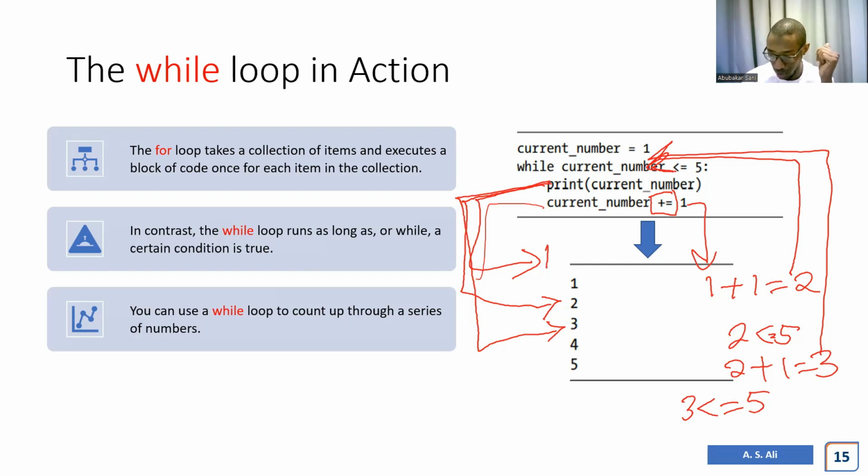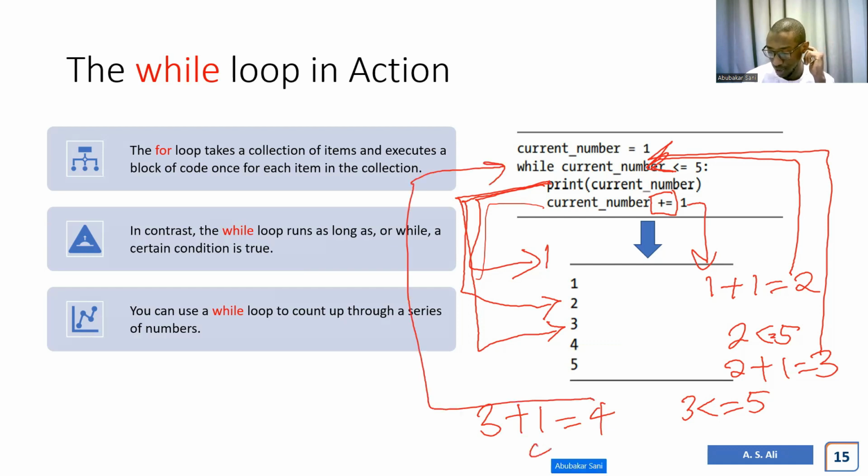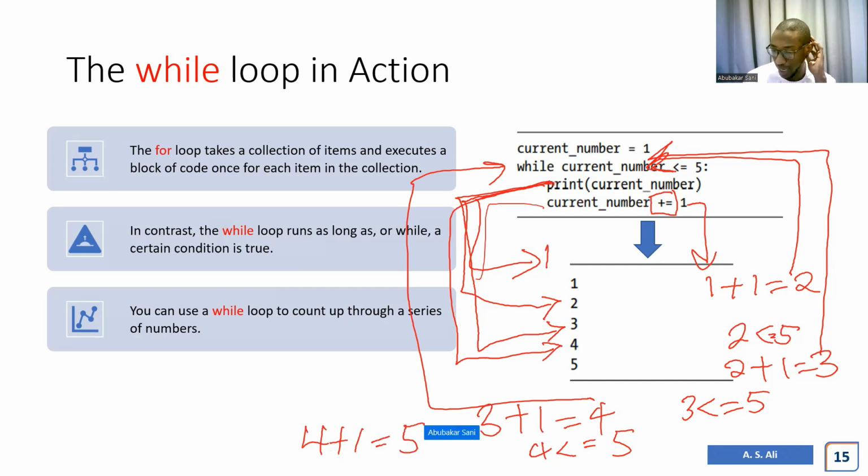So it will become 3 plus 1, and this is 4. And we want to check: is 4 less than or equal to 5? And that is very true. So we're going to print 4. Then now 1 will be added to 4, sorry, and we will have 5.